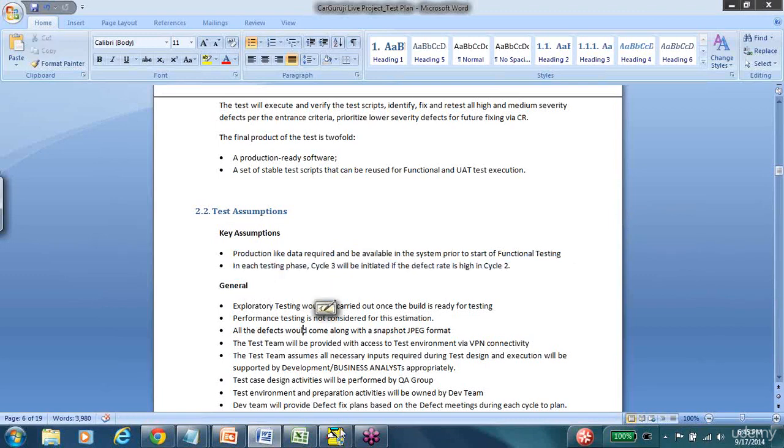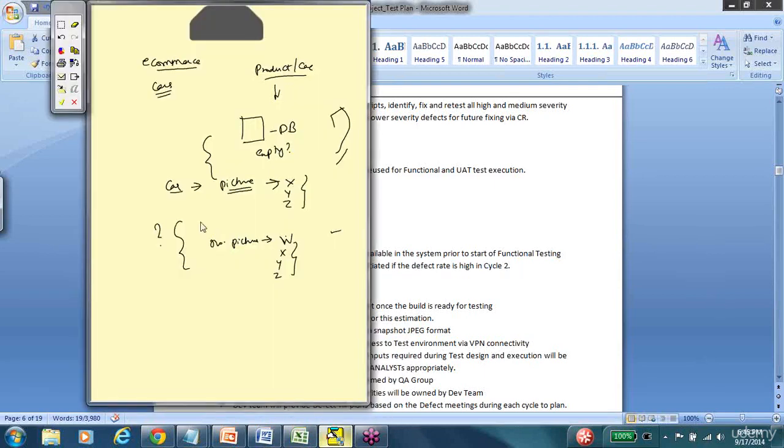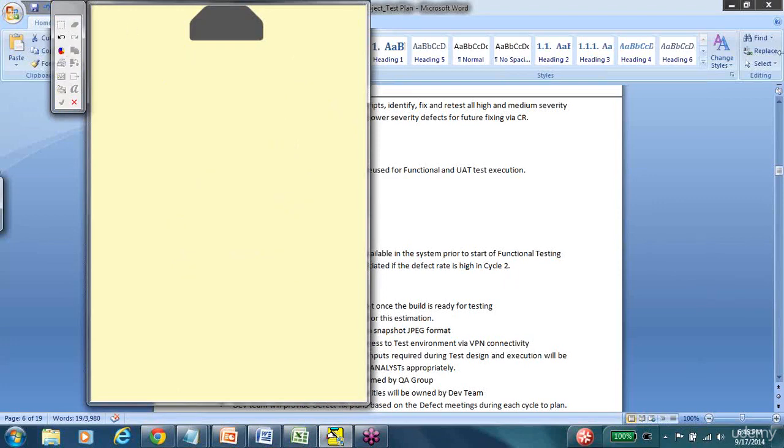And the next thing it says is, in each testing phase, cycle 3 will be initiated if the defect rate is high in cycle 2. Now, what does this tell us? Any thoughts? So this just means that this project is going with 2 cycles of testing.